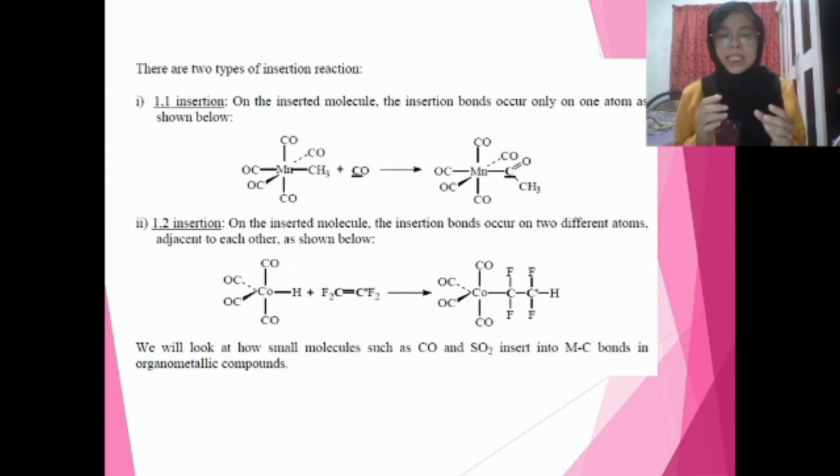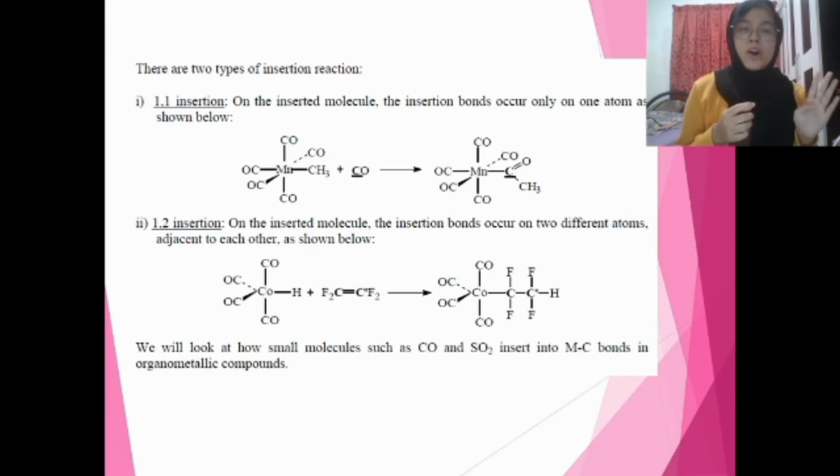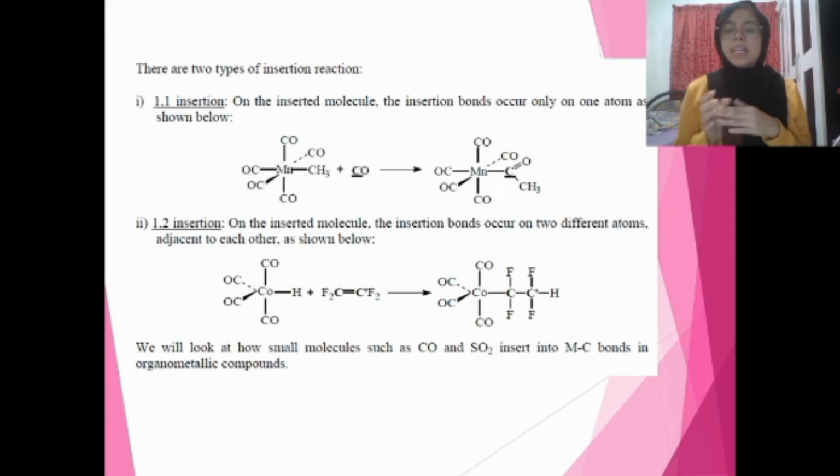The second insertion is about the insertion bond occurring between two different atoms adjacent to each other. For example, the cobalt metal is bonded to four carbonyls and one H, and is added with the F2C=CF2 ligand. The cobalt metal will bond to the C of the F2C=CF2. The double bond between the C and C will form a single bond, and then one H will be bonded to C.